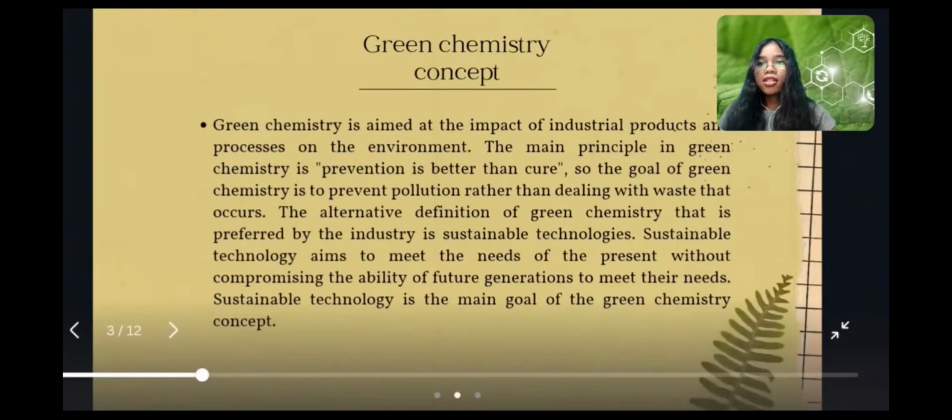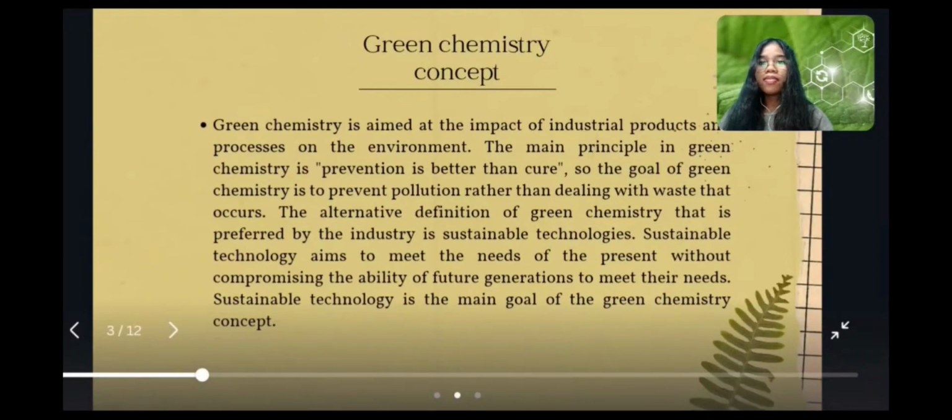Green chemistry concept. Green chemistry is aimed at the impact of industrial products and processes on the environment. The main principle in green chemistry is prevention is better than cure. So the goal of green chemistry is to prevent pollution rather than dealing with waste that occurs.